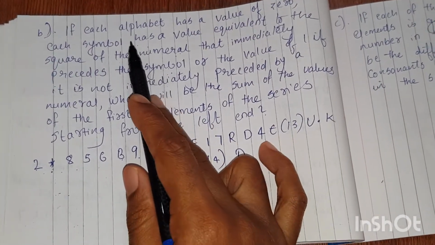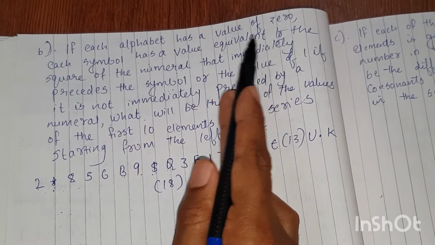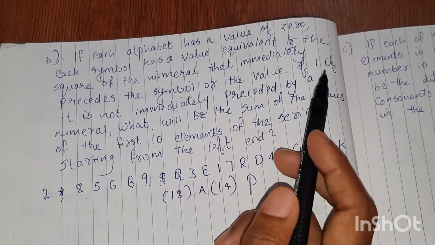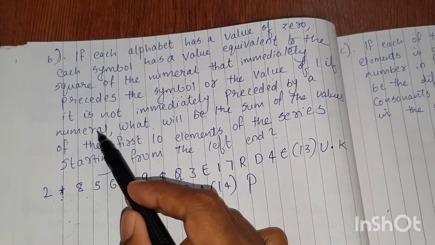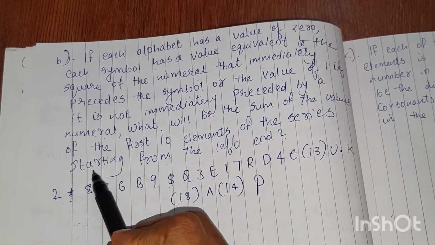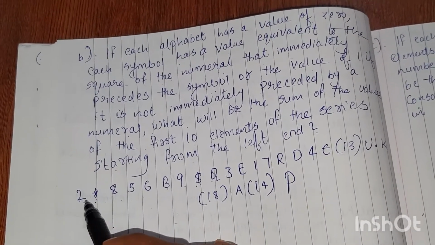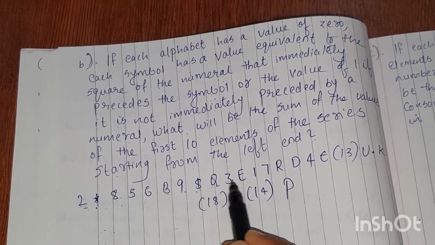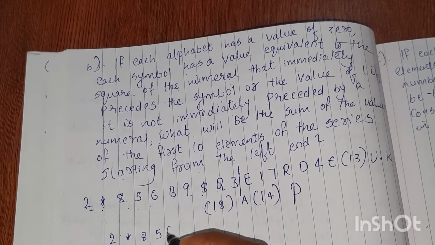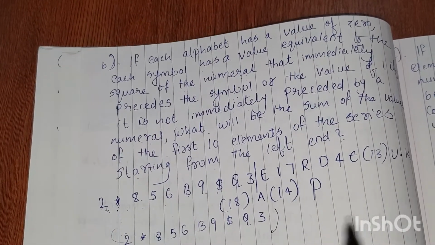Now the second question is, if each alphabet has a value of 0, each symbol has a value equivalent to the square of the numeral that immediately precedes the symbol, or the value of 1 if it is not immediately preceded by a numeral. What will be the sum of the values of the first 10 elements of the series starting from the left end? So starting from the left end, we have to consider the first 10 elements, 1 2 3 4 5 6 7 8 9 10. Up to 3 we have to consider. 2 star 8 5 6 b 9 $ q 3. We have to consider only these 10 elements.